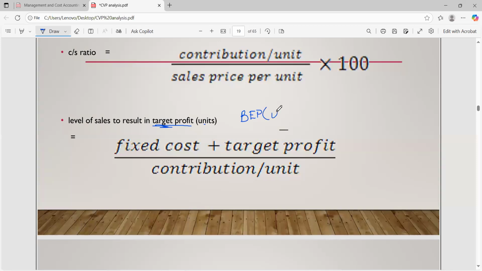in units when TP is given you. So targeted profit is the TP when TP is available. So it's equal to your fixed cost plus your TP, all over your contribution per unit. And I believe we can all solve contribution per unit, so we don't have much problem with whatever we have.